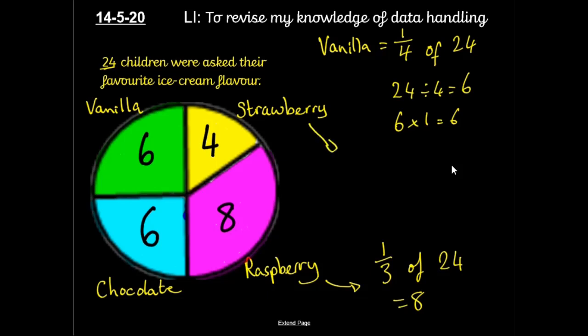Again, the other way you could have done this would have been to go with, well, that is 1/6 of 24, because it's that total number. Okay, so 1/6 of 24 is going to equal 4. Okay, and there we go. I've worked out how many children prefer each ice cream flavour.